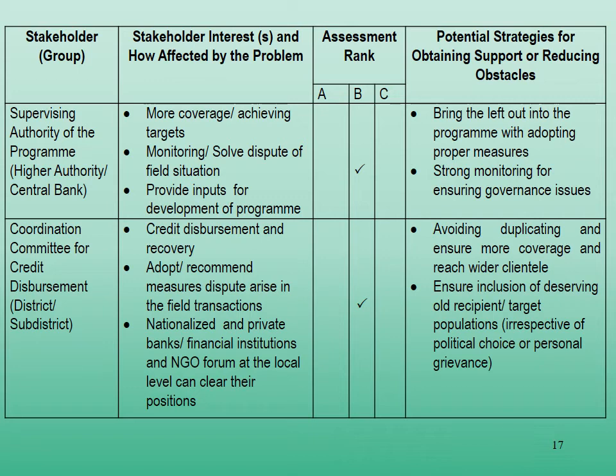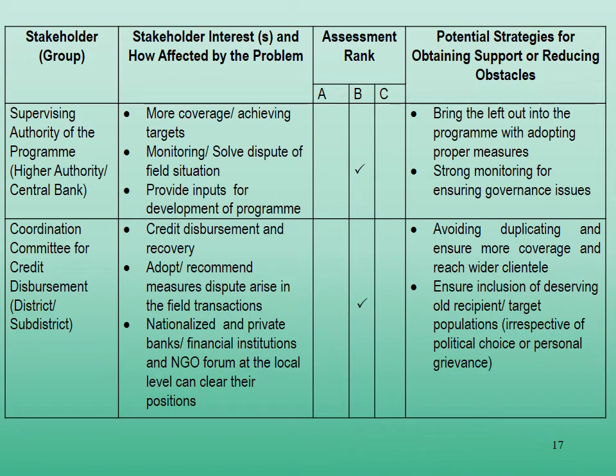I put it here B, avoiding duplication and ensuring coverage and reaching a wider clientele. So many credit giving organizations are there. You have heard the name of BRAC. We have four nationalized banks. Private banks are there. BRAC is there. Grameen Bank is there. So many NGOs are there to provide credit for eradicating poverty.